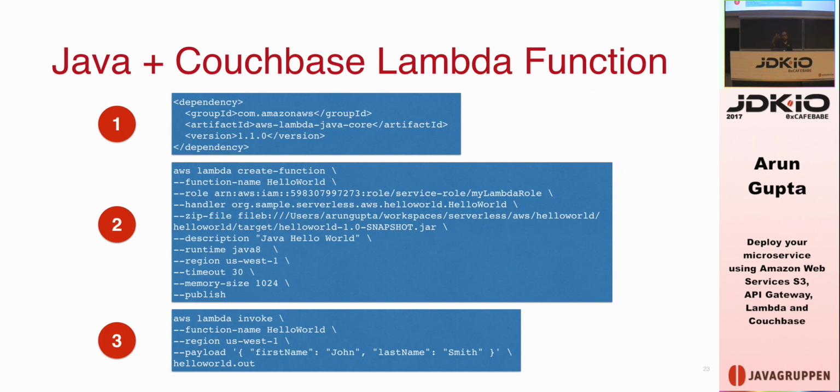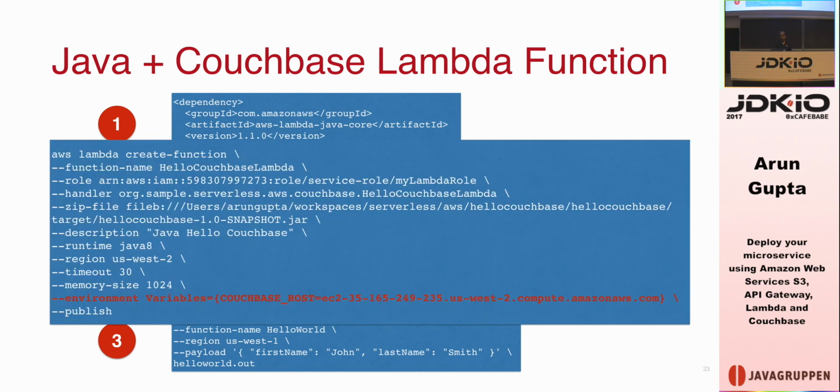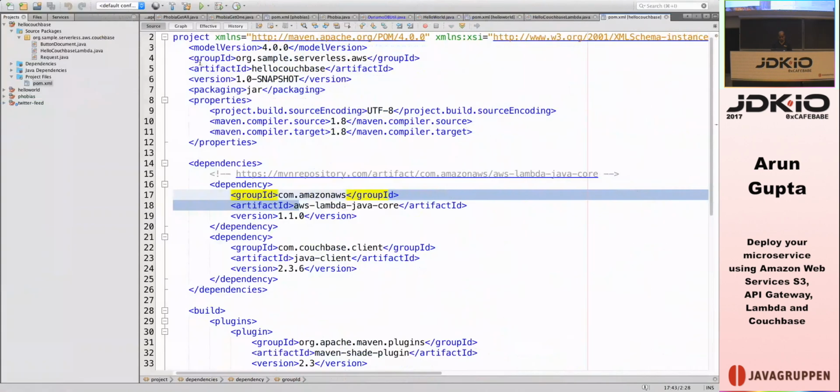One thing that will have to change though is, we have our Maven dependencies, we create the function, we invoke the function, but the key thing that we will have to include is, when I'm uploading my function, as part of that function now I can specify an environment variable, which says where the Couchbase database is running. So essentially I'm specifying a variable here called Couchbase host, and I'm giving it an EC2 instance.